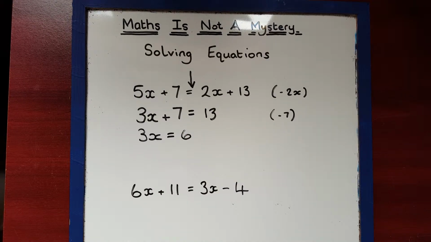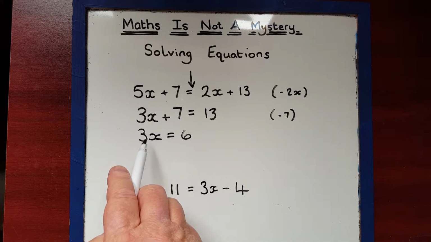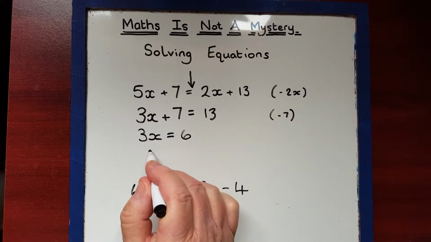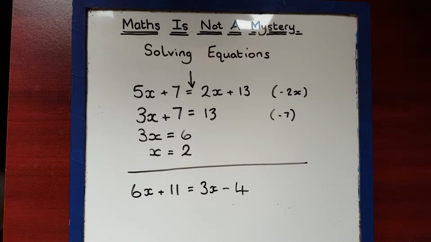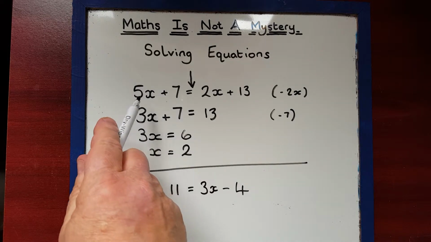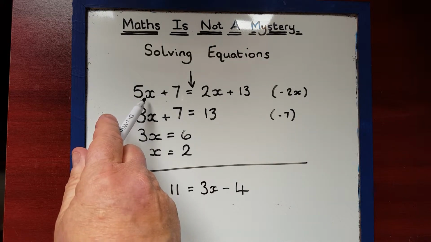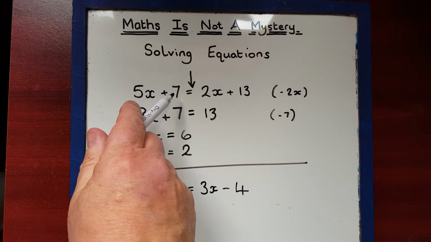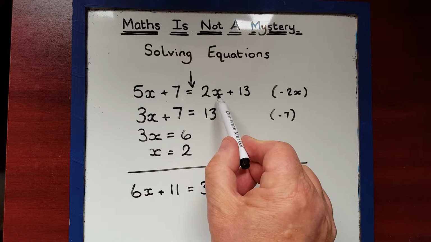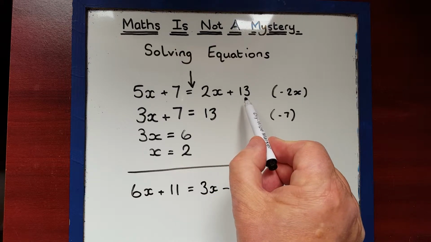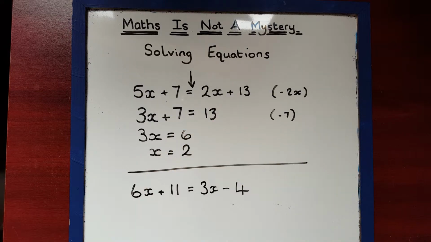And now it's nice and simple. 3x is 6, well, 3 of them make 6, so divide 6 by 3, a single x must be 2. And that's it. And if we want to just plug it back into the question, 5 2s are 10, plus 7 makes 17. 2 2s are 4, plus 13 makes 17. Both sides add up to 17 if we have x as 2. And so it must be right.